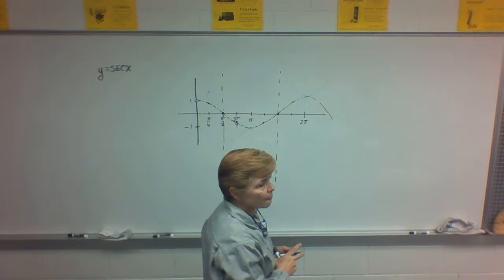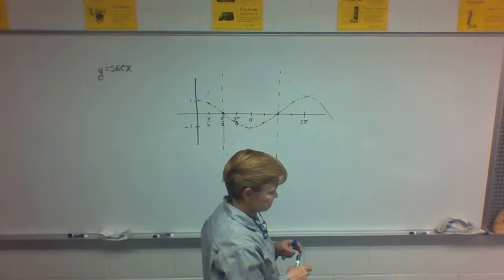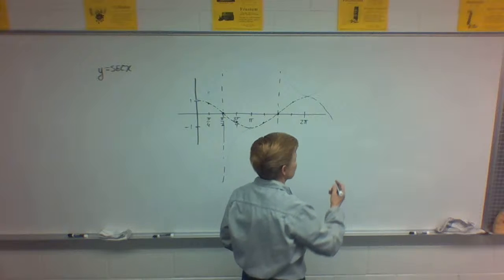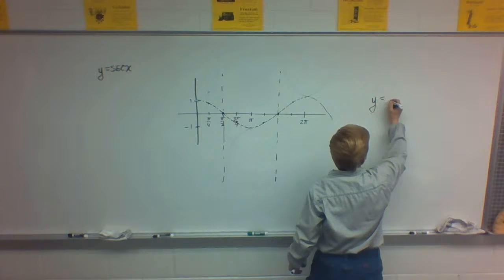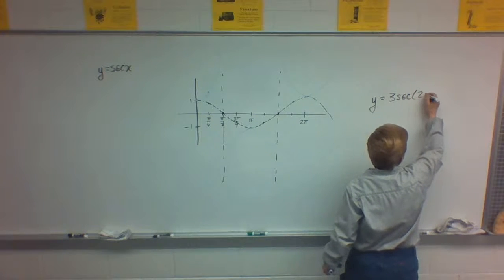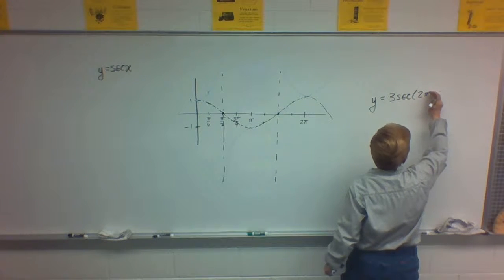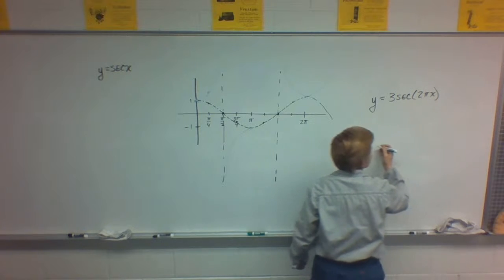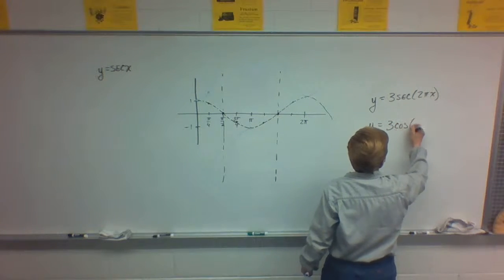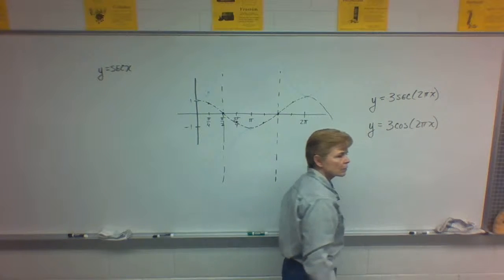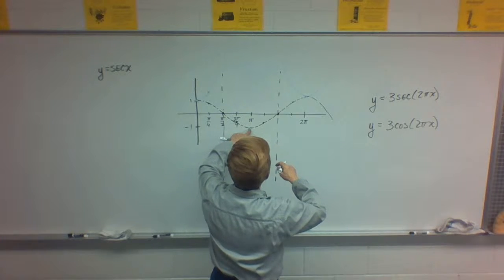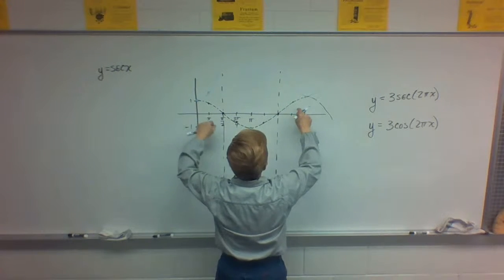So here's the deal, folks. You might want to wait for just a second. Here's the crux of the whole thing for secant and cosecant. If you have y equals, for example, 3 secant of 2 pi x, then that means you should graph this. Graph that. Put the asymptotes where the zeros are. Put these beginning points at the peaks of these and just go up.